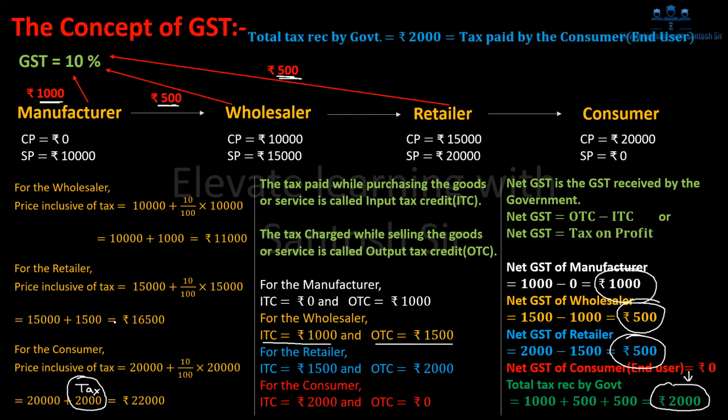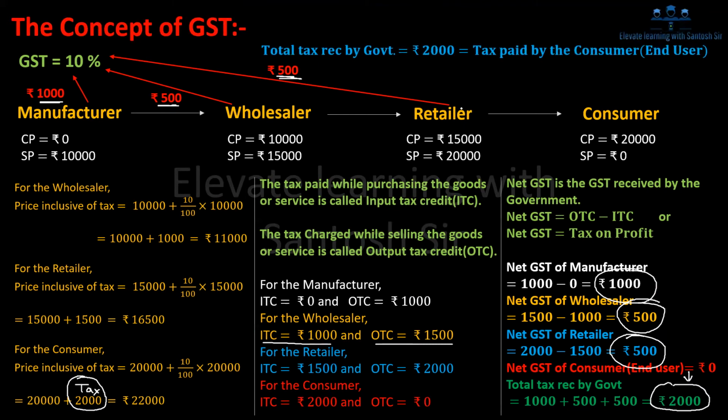Basically, students, the total tax received by the government is actually equal to the tax paid by the consumer, and this is a very important relation while solving problems of GST. We can clearly see in this example that the total tax received by the government is 2000 and the tax paid by the consumer while purchasing the goods was also 2000. So this is one thing.